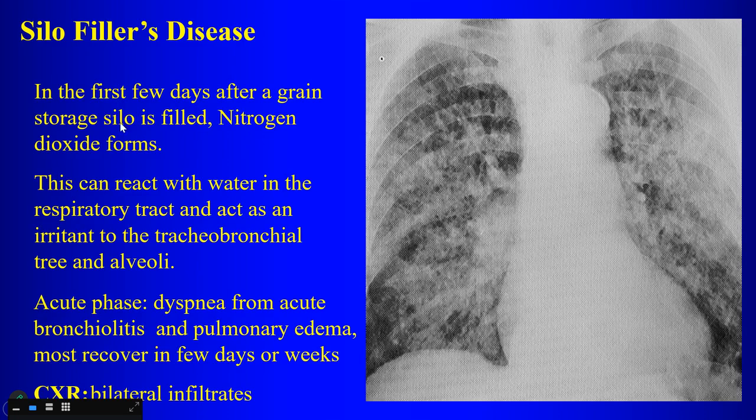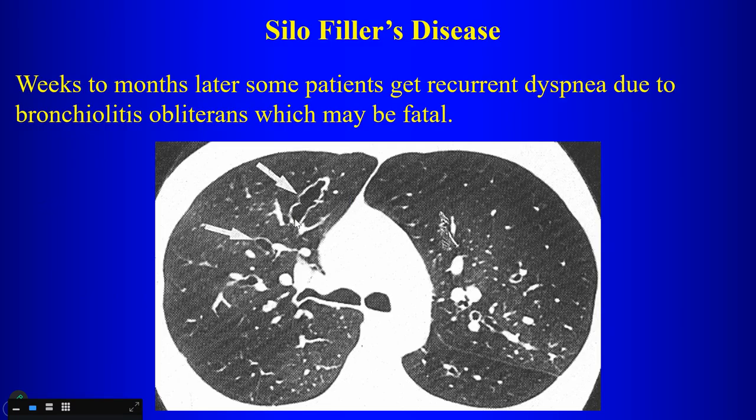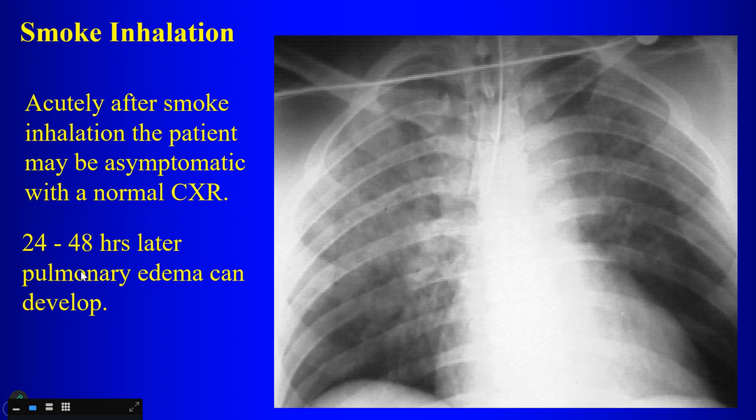So Silo-filler's disease, in the first few days after a grain storage silo is filled, nitrogen dioxide forms, and when that's inhaled, it mixes with the fluid in the lungs and forms nitric acid that acts as an irritant to the air spaces and the tracheobronchial tree. So the patients can develop shortness of breath, consolidation, so it's a form of non-cardiogenic pulmonary edema. Can damage the airways, so the long-term complication is damage to the smaller airways or bronchiolitis obliterans.